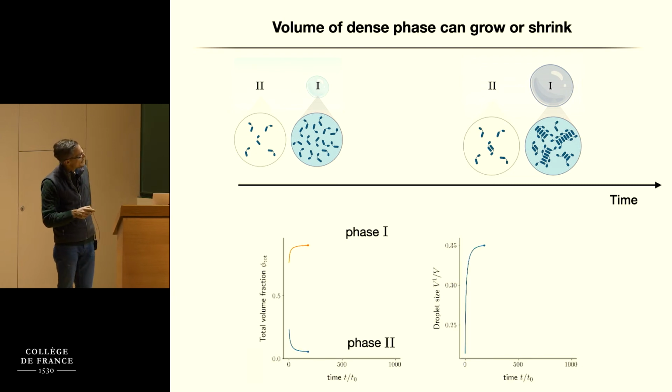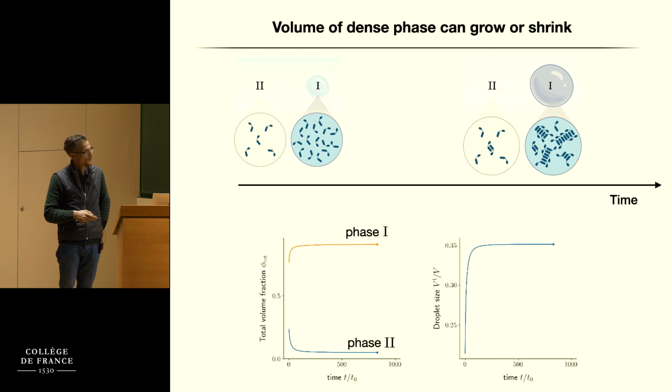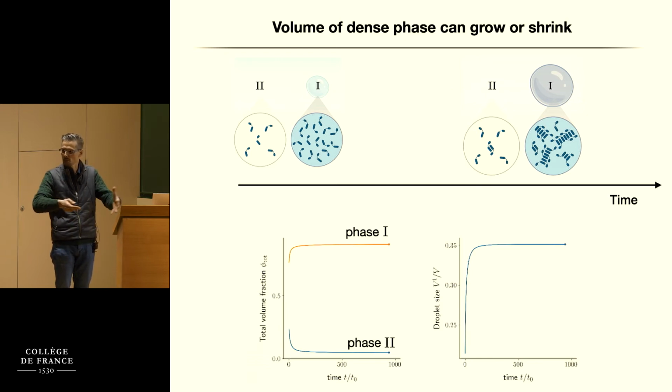So the dense phase gets denser, while the dilute phase gets more dilute as a function of time. And at the same time, the volume of the droplets, in that case, increases in time. So they swell. In polymer language. So why is that?